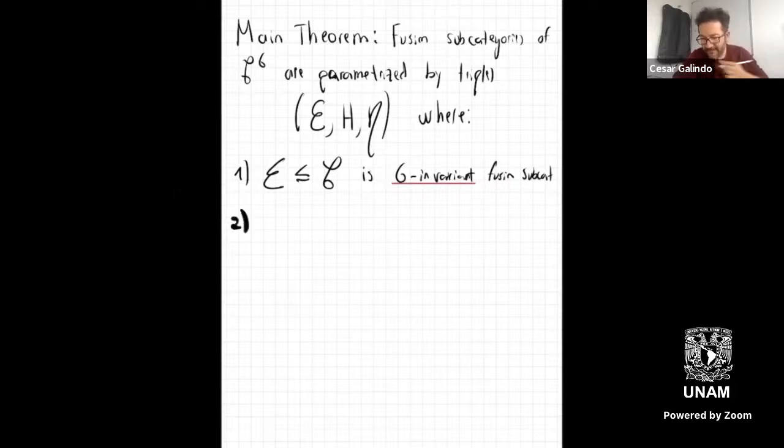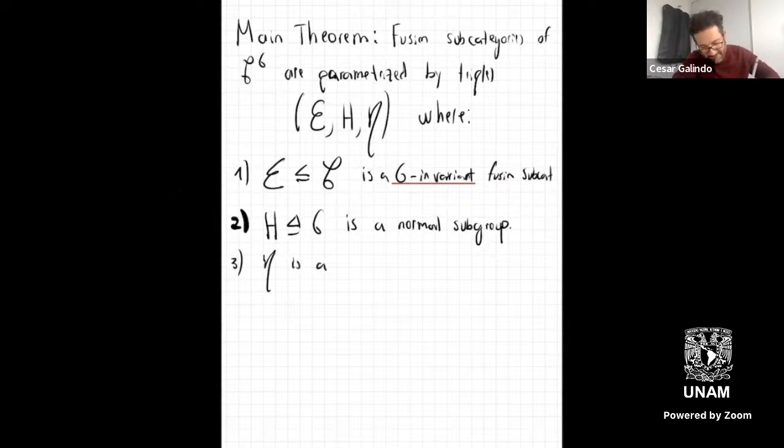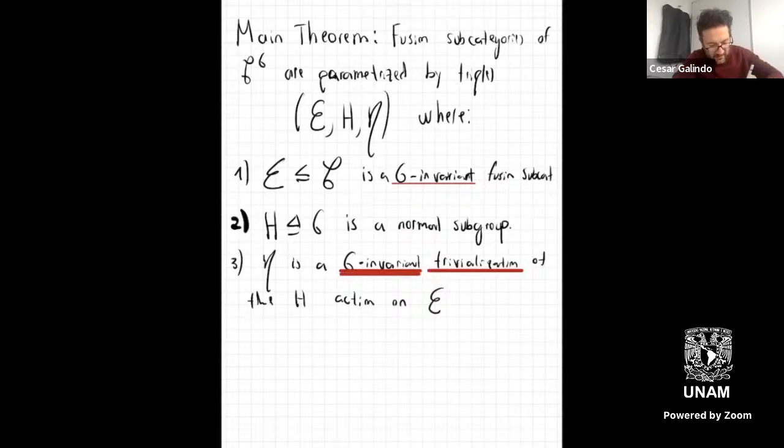Second, H. This is the other parameter. This is just a normal subgroup. And third, this thing is a G-invariant trivialization of the H action on E. And again here, I know that I haven't said what I mean by trivialization and even what I mean by G-invariant.